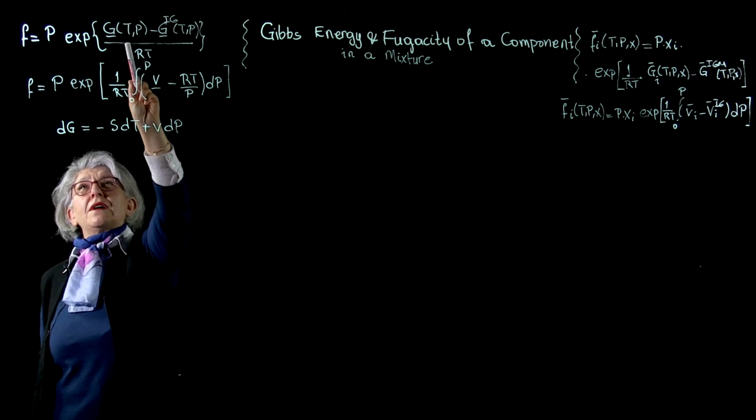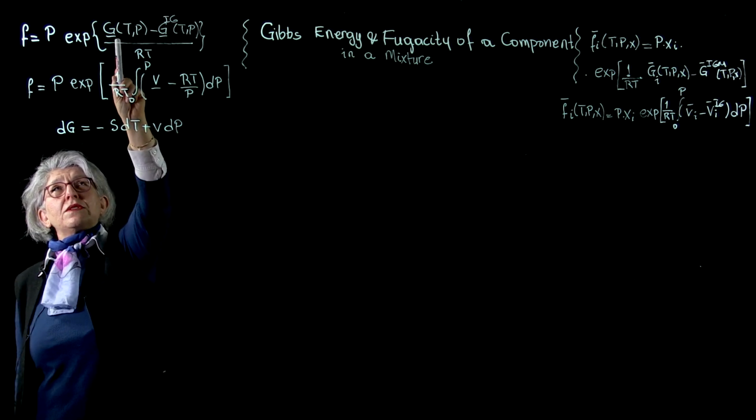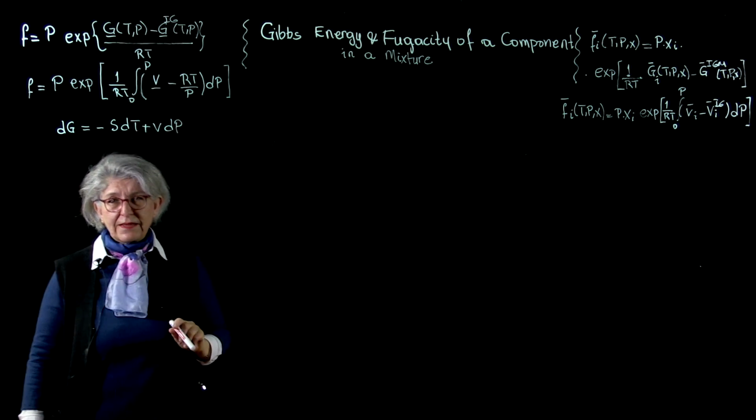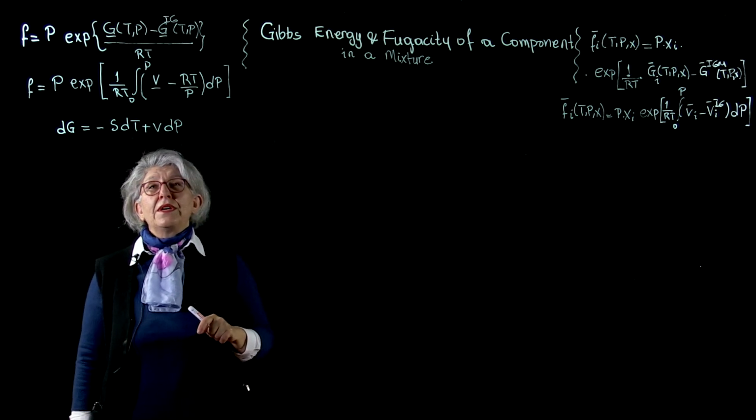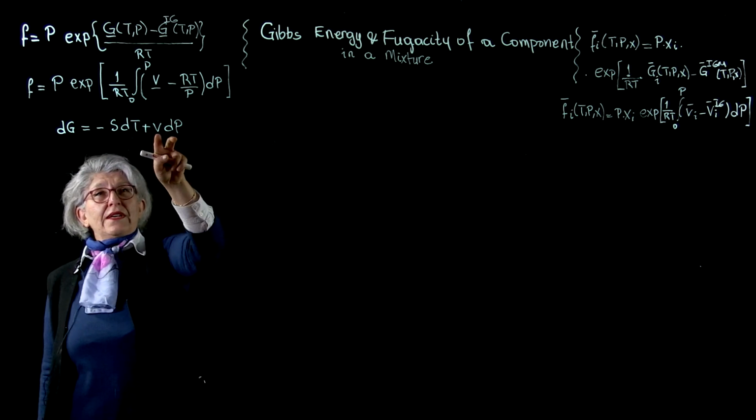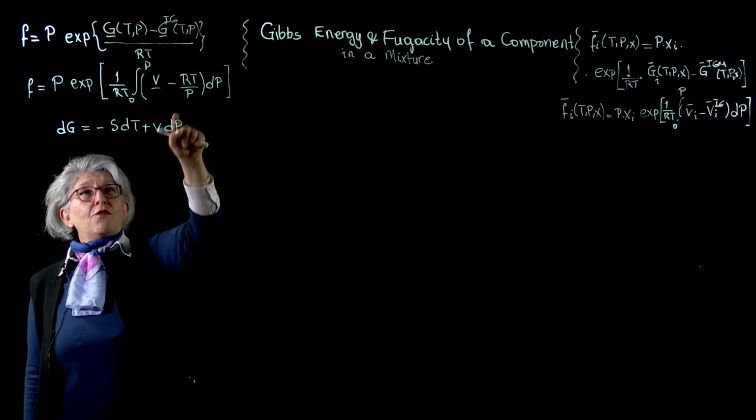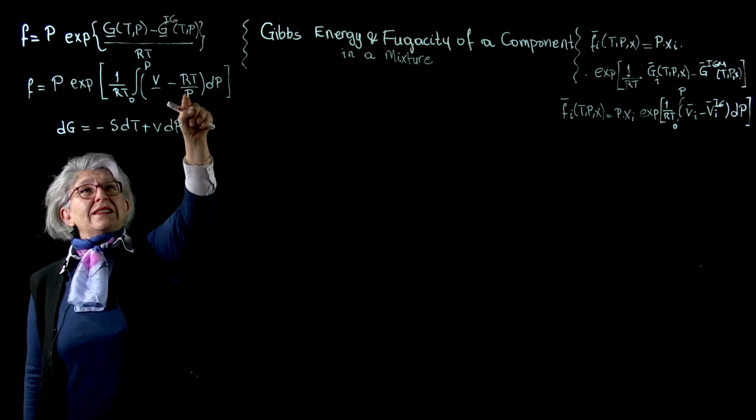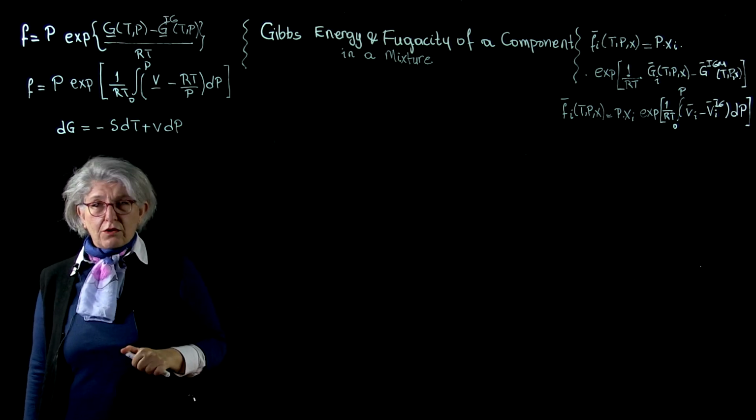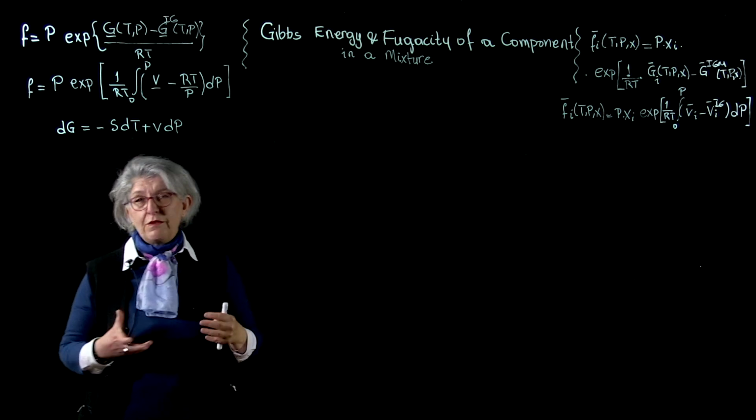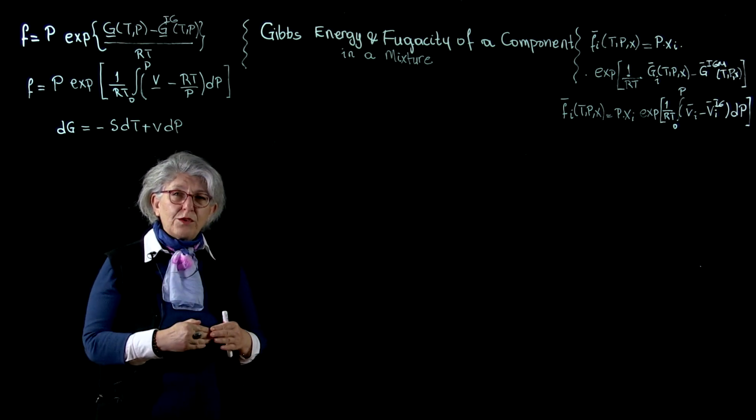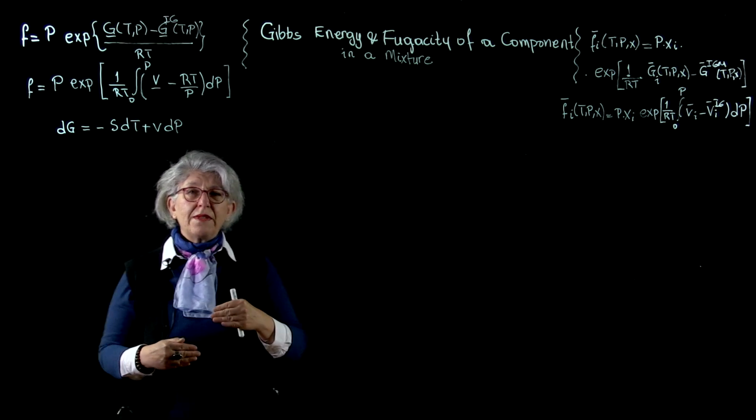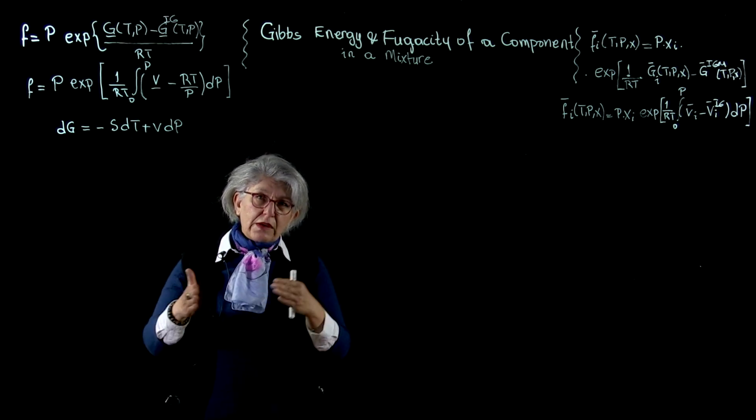This is the difference of the Gibbs free energy of our component minus the ideal gas Gibbs free energy of the same component under the same temperature and pressure. Of course, in this expression, the ideal gas volume is RT over P, and this is the volume of our fluid, whichever phase it might be in. That is the definition of the fugacity.